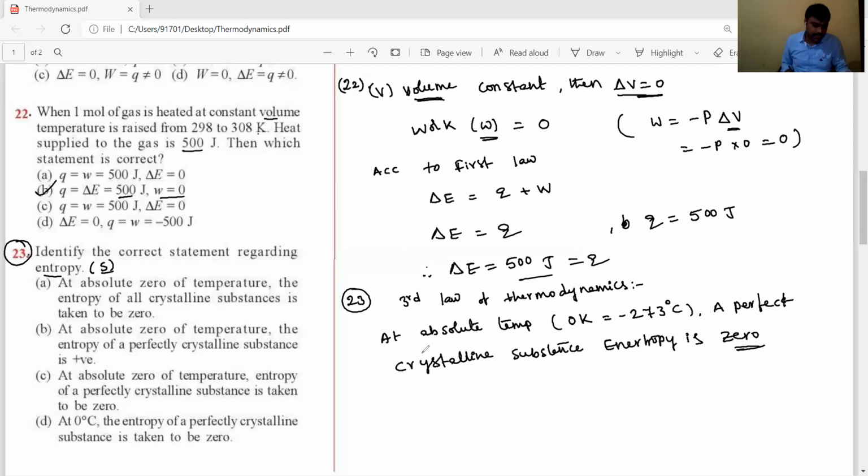So which statement is correct, dear students? Third statement, let's see: at absolute 0 of temperature, the entropy of a perfect crystalline substance is considered to be 0. But maintaining that absolute temperature is very, very difficult. That's why in nature, perfect crystals with entropy equal to 0 do not exist. That's why we study crystal defects in solid state. Okay, students, this is about the third law of thermodynamics. And let's go for the next question, dear students.